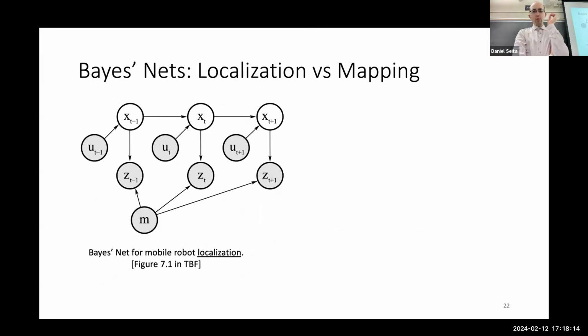Hi. So remember the Bayes net that we had when we were talking about localization. It's the same Bayes net that we have been covering throughout the semester up until today, where we introduced this M, which is an observed map. So what is our Bayes net now for mapping? What does it look like?